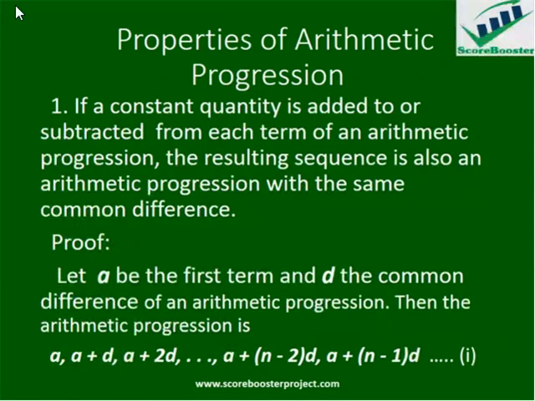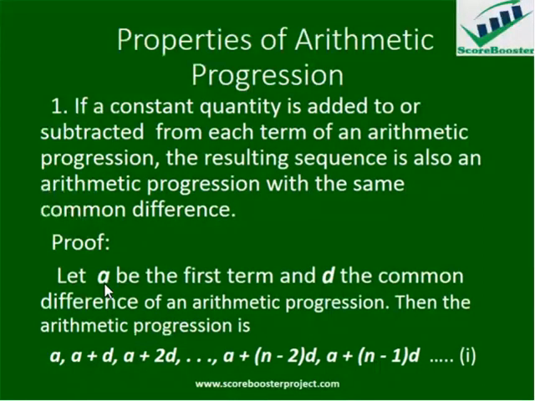Now we move to the properties of arithmetic progression. The first property: if a constant quantity is added to or subtracted from the terms of an arithmetic progression, the resulting sequence is also an arithmetic progression with the same common difference. So we move to the proof of this property.